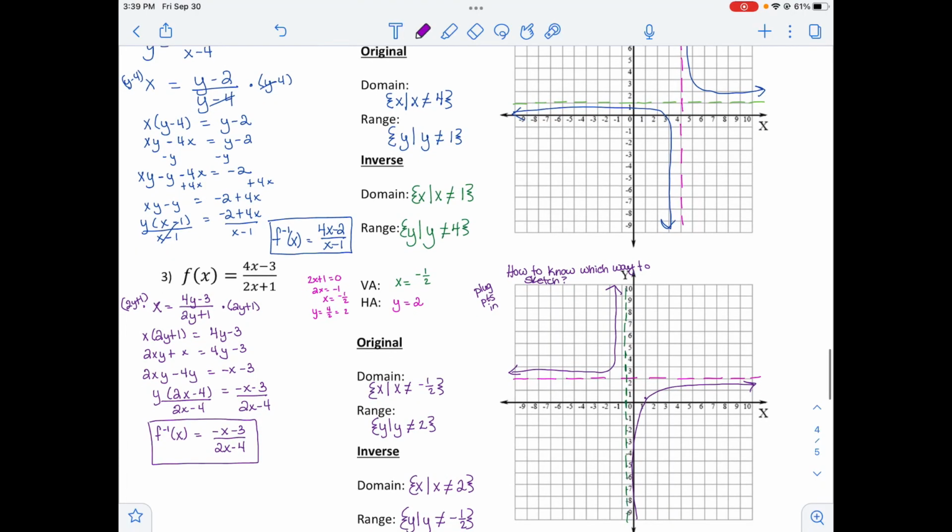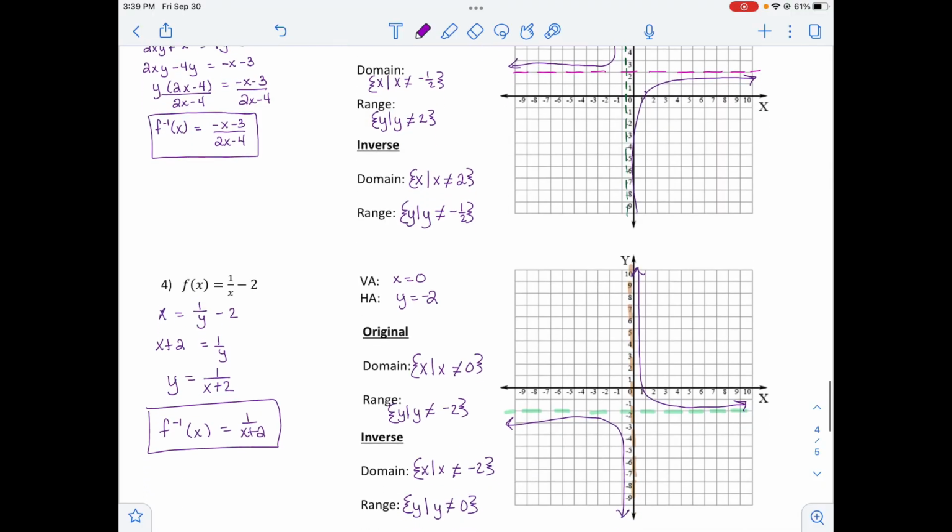So be careful, plug it in if you're not sure. It's just a quick little thing. And when we start graphing, you're going to have to plug them in anyway. So get used to doing that. So this would be number 3. Now, let's look at number 4.